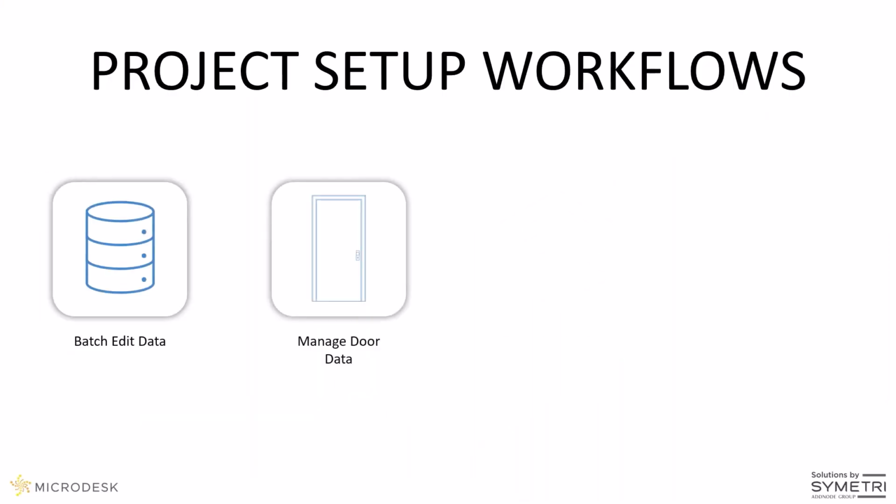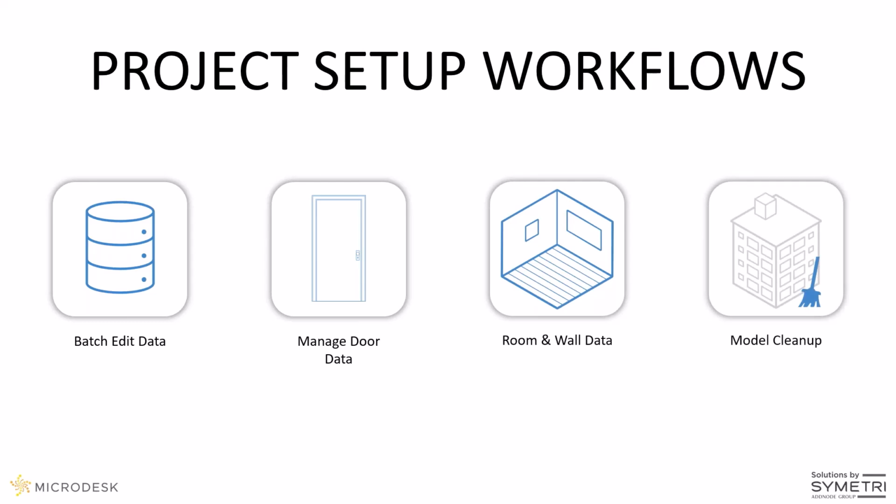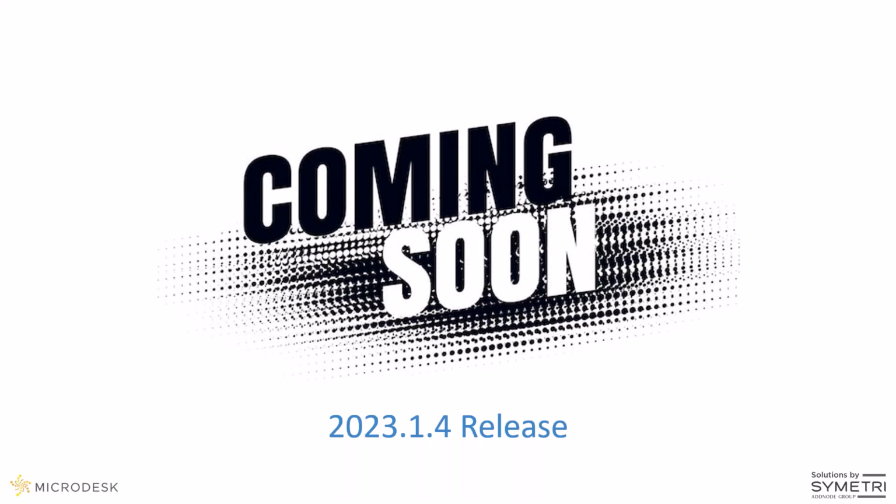All right, so now we looked at all of the data management workflows. There is so much more to show you. And actually, I also want to give you a little sneak peek. So we looked at batch editing and visualizing data, NaviateAccelerate, renumbering elements, specifically managing our door numbers. We looked at getting our room and wall data and model cleanup. But wouldn't you like to see what is coming up in the next release of Naviate 2023.1.4 for data management features?